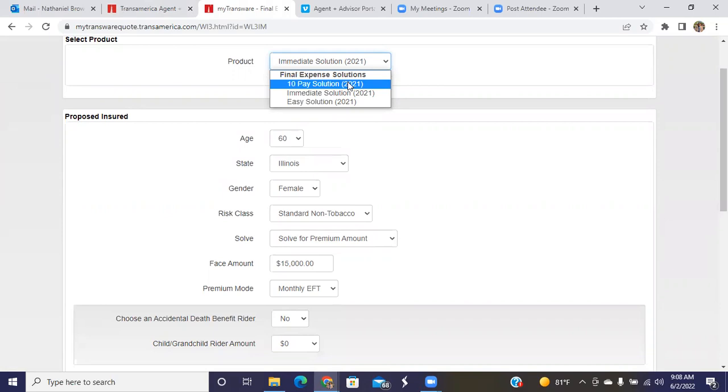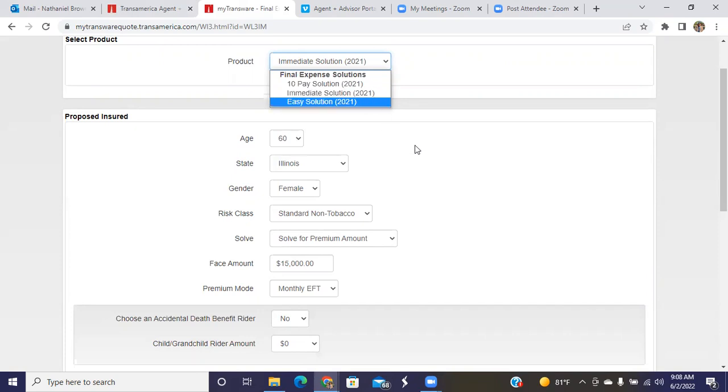And then the immediate solution is for a healthy person who can probably get approved right on the spot, or is pretty healthy. Easy solution is like your graded policy, graded or modified. So the premiums are going to be a little bit higher. Underwriting may be a little different, or maybe easier, because it's just considered graded based on health stipulation.